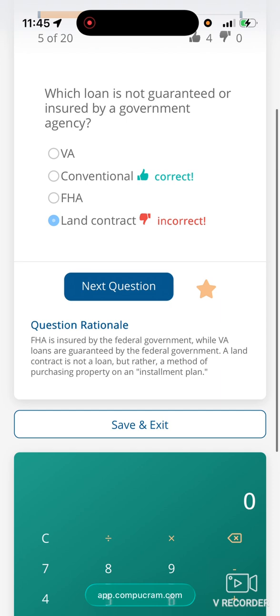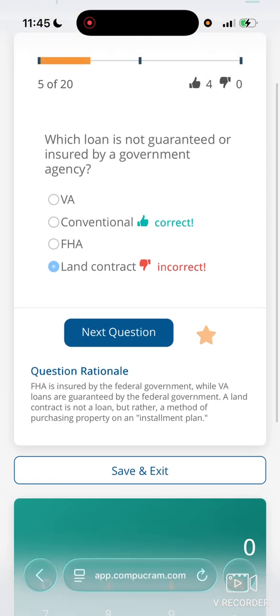Conventional. Let's see why. FHA is insured by the federal government, while the VA loans are guaranteed by the federal government. A land contract is not a loan, but rather a method of purchasing property on an installment plan. And conventionals are just regular from the banks. Now, however, I did get mixed up because of Fannie Mae and Freddie Mac. They put out the guidelines for the loans, but they're not giving the loans. So that's why it's conventional.